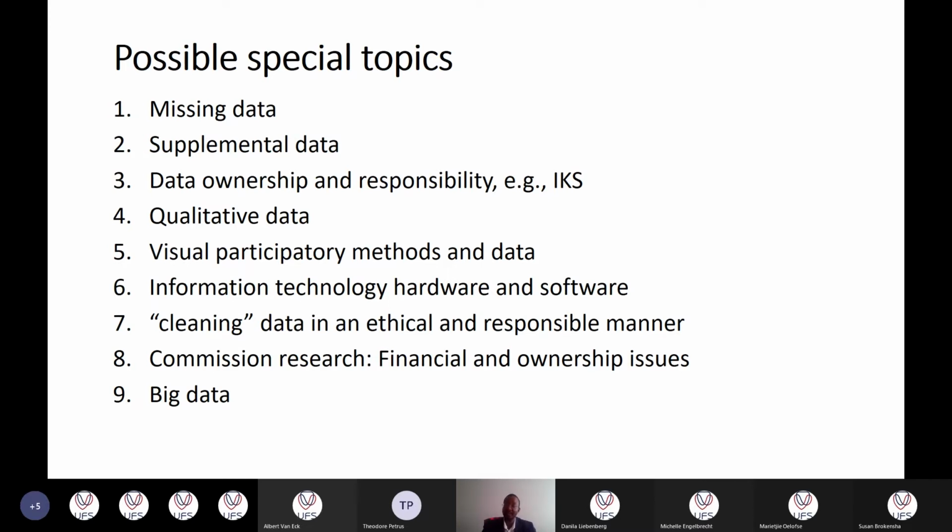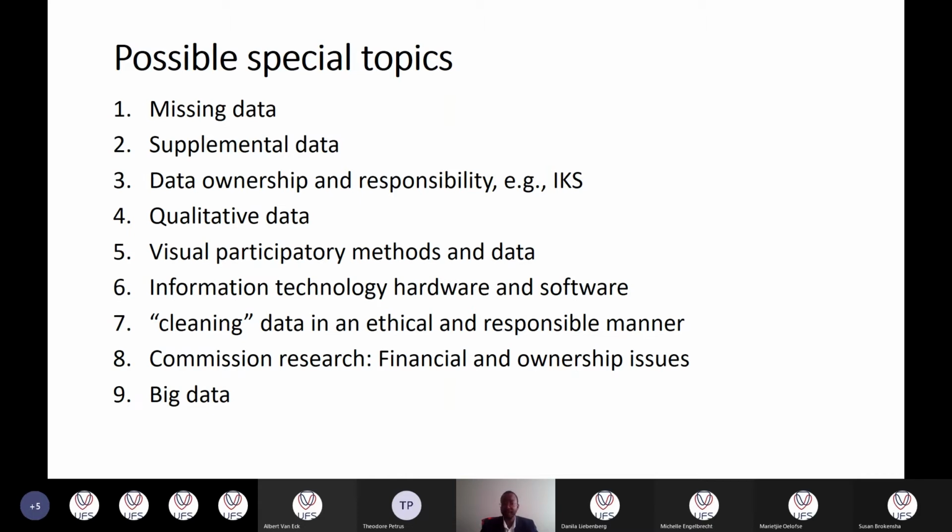There will be issues about the storage, sharing, and management of qualitative data. Then with quantitative data, it's easy. You've got spreadsheets and very advanced statistical software and programs that can do this. But what are the qualitative researchers doing with qualitative data? Similarly, with visual participatory methods, how are the data from there stored and managed?